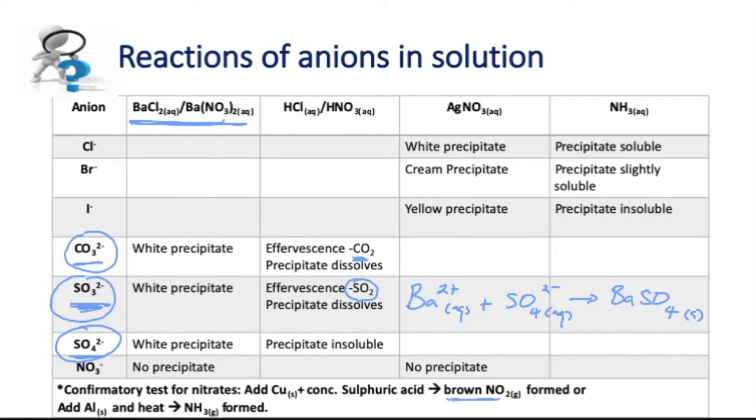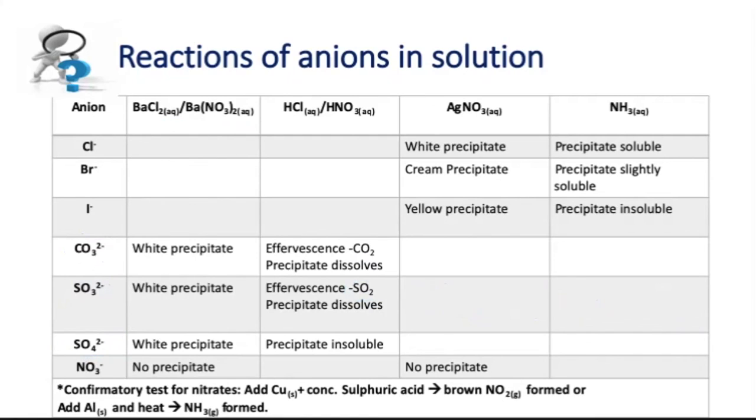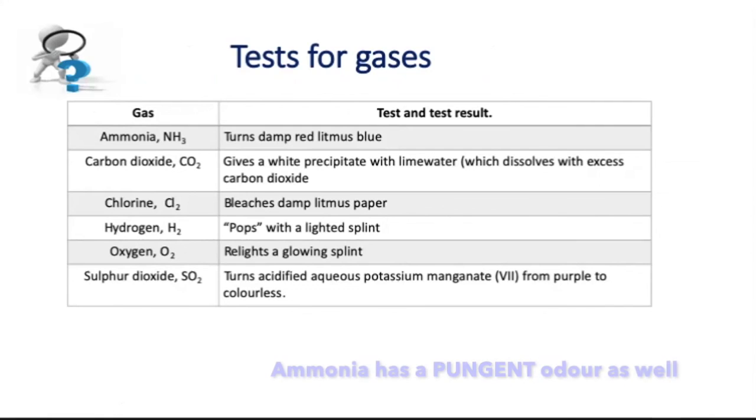Now, on that note of gas, we will just look at how to test for the common gases that were mentioned earlier. Ammonia is the only alkaline gas, so it will turn damp red litmus to blue. Carbon dioxide will give a white precipitate with lime water. And lime water here is calcium hydroxide. Don't want persons to think that lime water has anything to do with squeezing lime in water, right? So this precipitate would dissolve as more carbon dioxide is added.